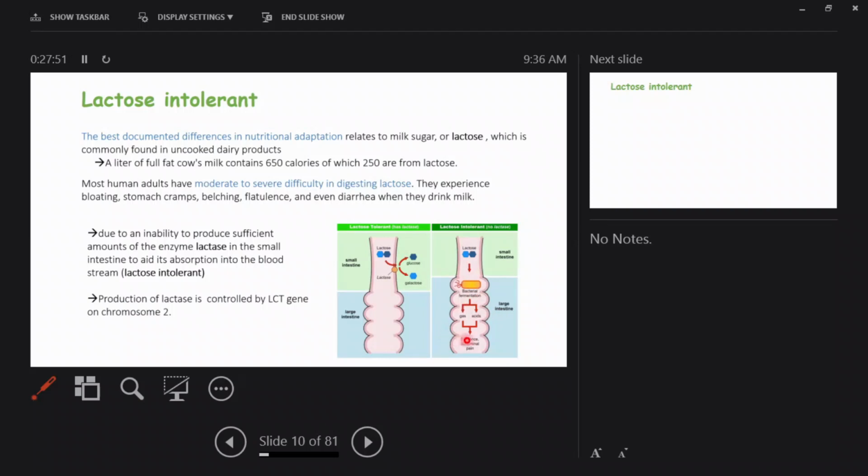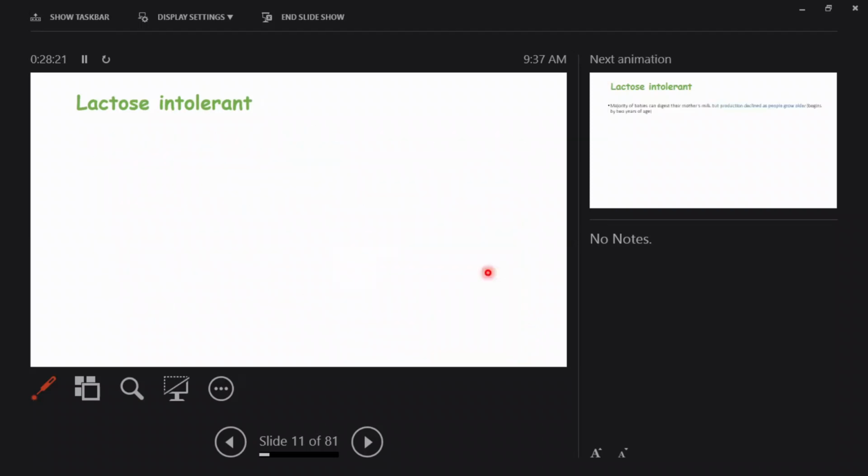So these bacteria in the large intestine will ferment this lactose, producing gas and organic acids. This gas will cause bloating, stomach cramp, belching, flatulence, and even diarrhea. So this is why certain people, when they drink milk, can have this type of problem: because of the unavailability of lactase to convert lactose into glucose and galactose.